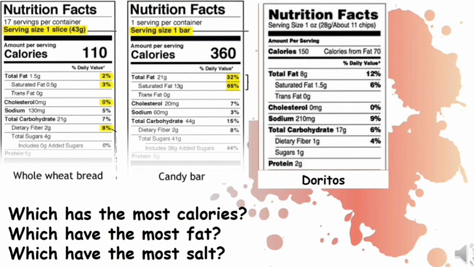Which has the most fat? Again, we need to look at the total fat. Which one has more? Again, the candy bar, right? Because it has 21 grams. The whole wheat bread has only 1.5 and the chips have only 8 grams. Now, which has the most salt? Which one do you have to look at for the salt? We have to look at the sodium. So, which one is more? Yes, Doritos has more salt content because it has 210 milligrams. The other two have only 60 and 130.